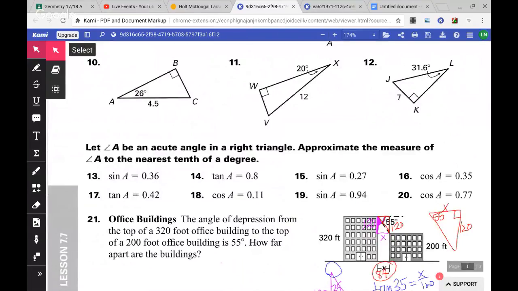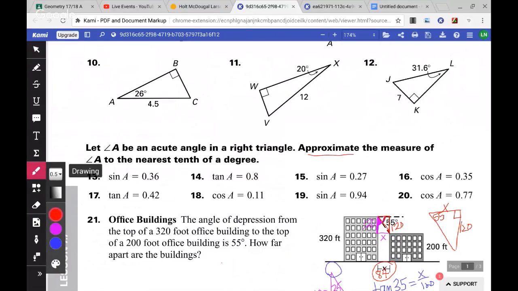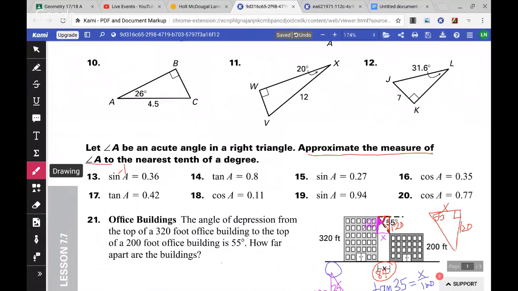Let A be in the cube. Approximate the measure of angle A to the nearest tenth. Oh, these are just the punch in the calculator. Oh, really? Remember, if you're looking for the angle, approximate the measure of angle A, so you're looking for the measure of an angle. That's when you use the inverse function. So basically, sine inverse of 0.36. So I'd get 21.1. Yes. Awesome.